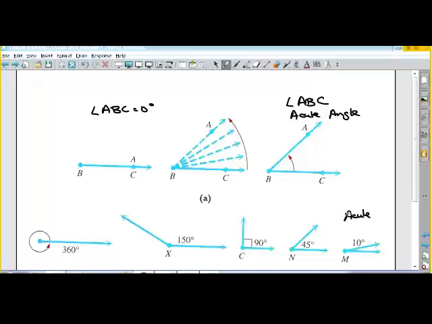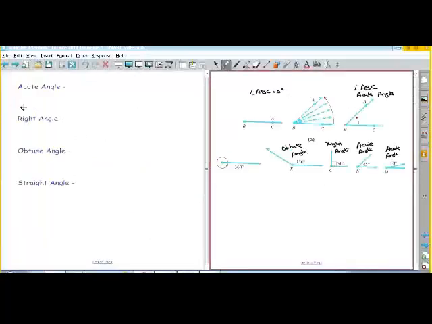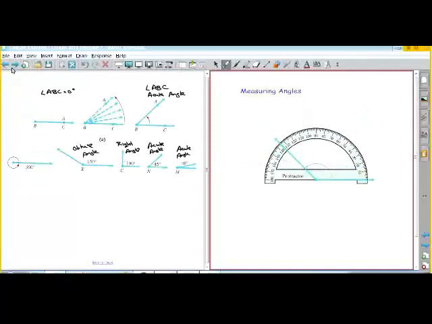This one is 10 degrees, so this one would also be an acute angle. This is an acute angle. This is a right angle. This is an obtuse angle. This is, I don't know what they call that one. It's one where you go all the way around, you're back to where you started, so it's basically the same as that in space. Okay, so that's just demonstrating the different kinds of angles that you have.